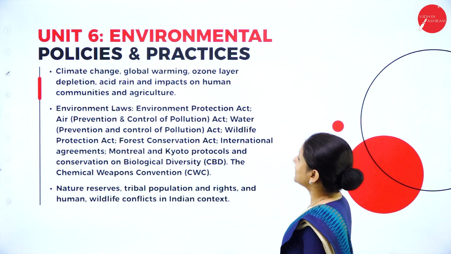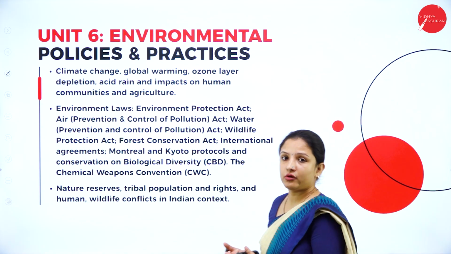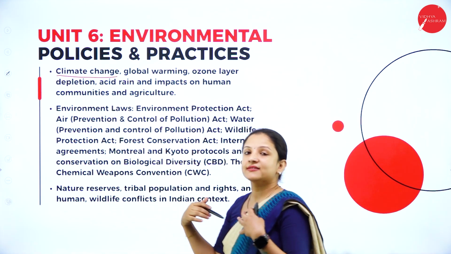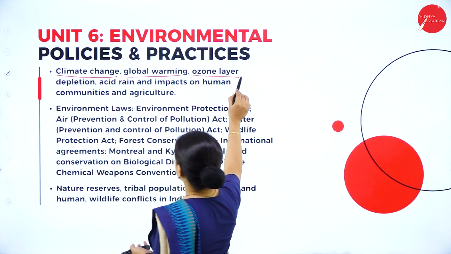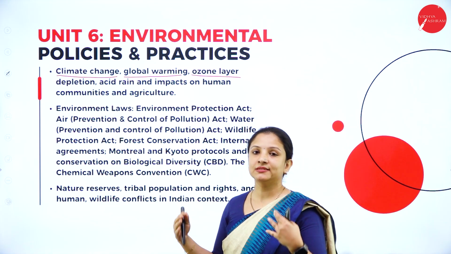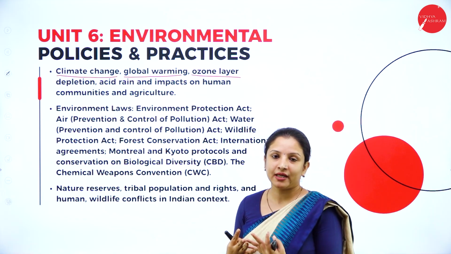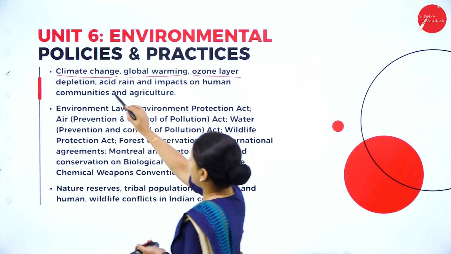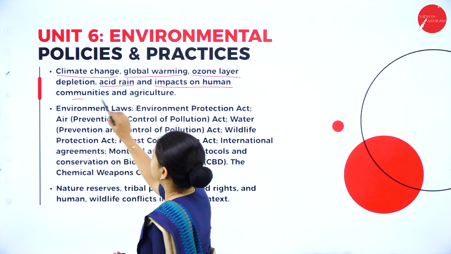So Unit 6 is environmental policies and practices. So here we need to know about the climate change, various activities related to or various summits related to climate change, global warming, ozone layer depletion. Of course, the scientists are saying that the ozone layer is coming back to life, or the hole in the ozone layer is just reducing. That is what they are saying. And we need to know about the acid rain and the impacts on human communities and agriculture.